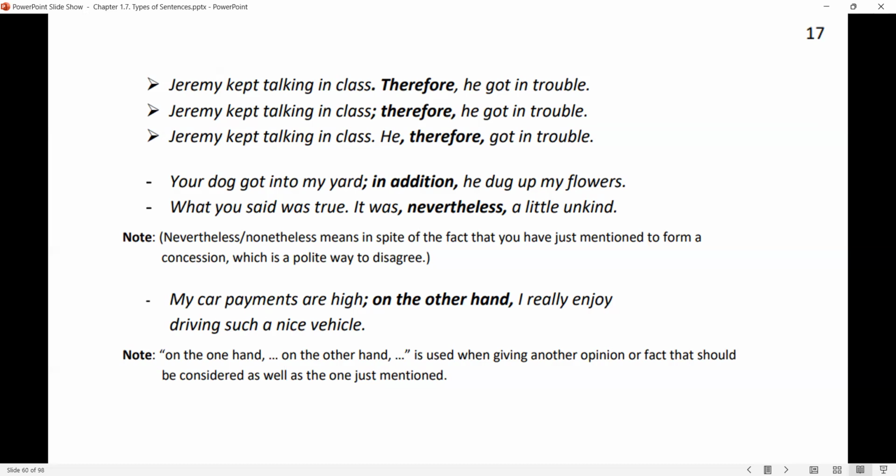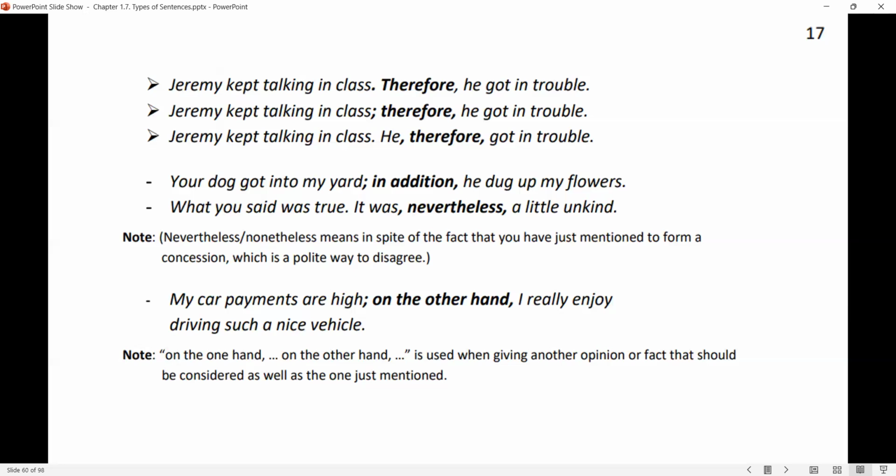I will explain in addition and nevertheless in the next slides. I just read the examples now. Don't worry if you don't know how to use it yet. You will get it. Your dog got into my yard. In addition, he dug up my flowers. What you said was true. It was nevertheless a little unkind.